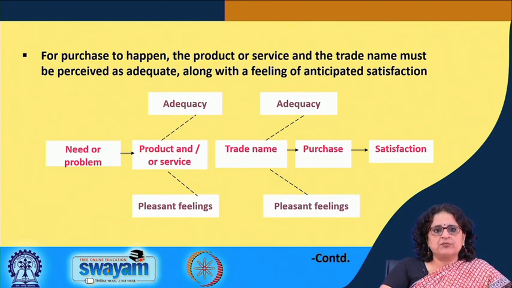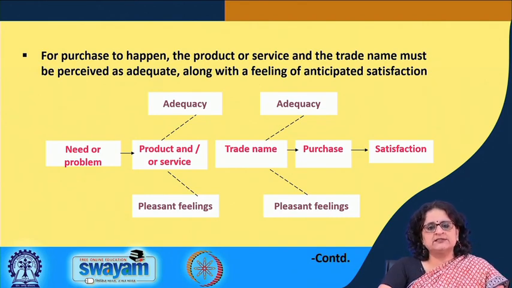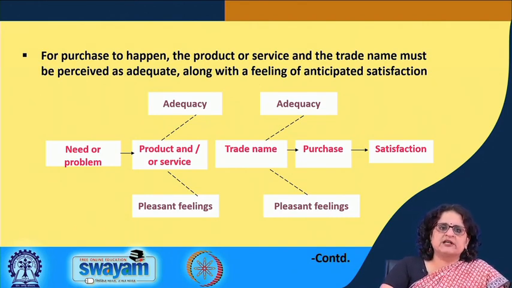Okay. Now, for a purchase to happen, the product or service and the trade name must be perceived as something which is very adequate as well as looked up to with anticipated satisfaction from the buyer's end. So, what becomes important is that the product or service as well as the trade name must be something which is perceived as adequate and with a feeling of anticipated satisfaction. So, we talk of two more elements here: adequacy about the product or service and the trade name, and pleasant feelings associated with the product or service and the trade name.